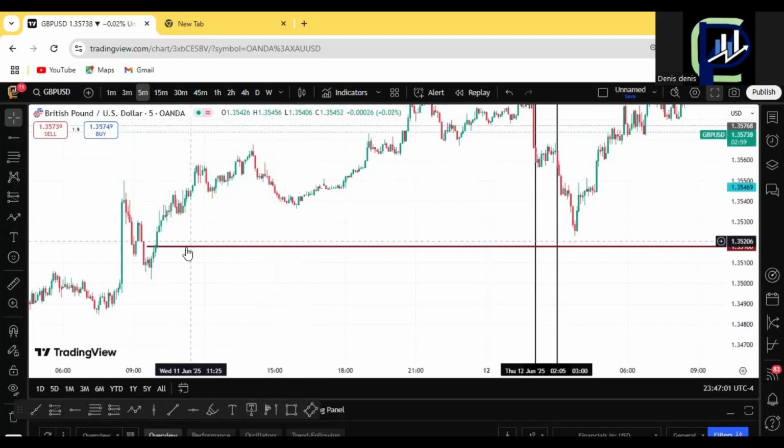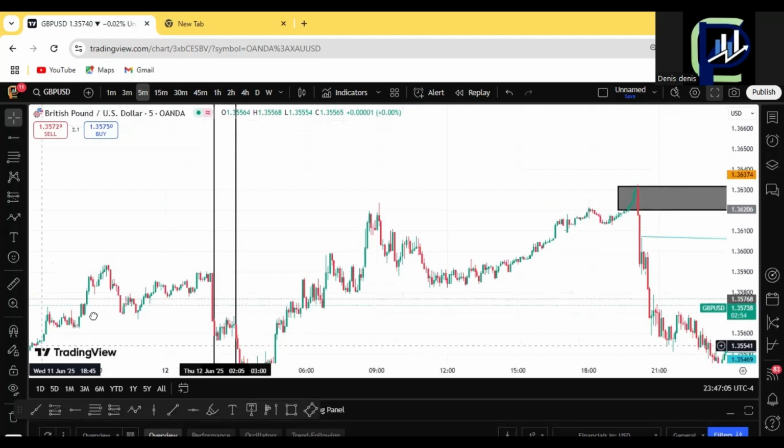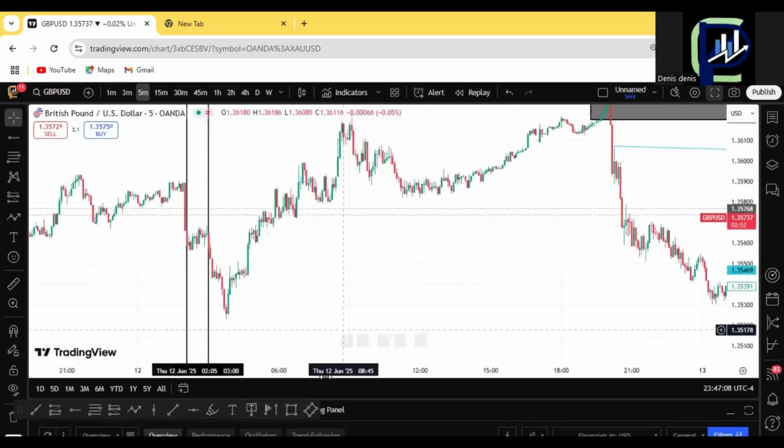But this is going to give us a directional bias. That's what we have to do. We use this to get a directional bias in a day. So let's look at what happened.